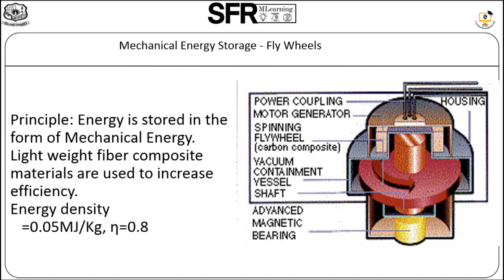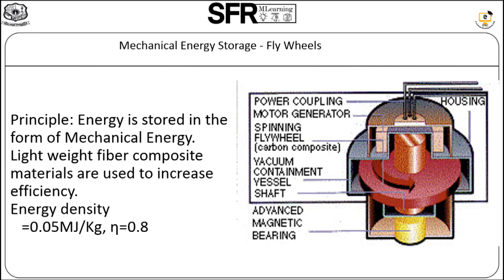The principle used in a flywheel is energy stored in the form of mechanical energy. Lightweight fiber composite materials are used to increase efficiency. The energy density is calculated using the formula 0.05 mg by kg. Here the efficiency eta equals 0.8. Flywheels use the formula E by m equals half v square equals sigma by rho, where v is the circular velocity of the flywheel, sigma is the specific strength of a material, and rho is the density of the material.